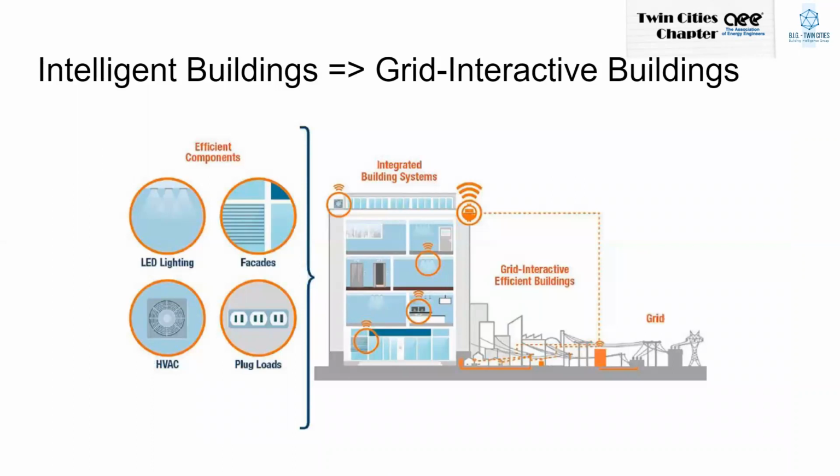And when you look at it, here's our intelligent building at the center, the integrated building systems. And how it operates in terms of energy are the end uses, the efficient components, and then we add the communication and connection to the grid, which then makes the whole system a GAB.